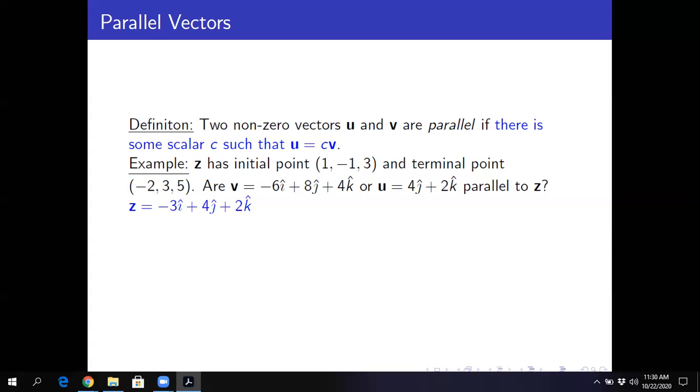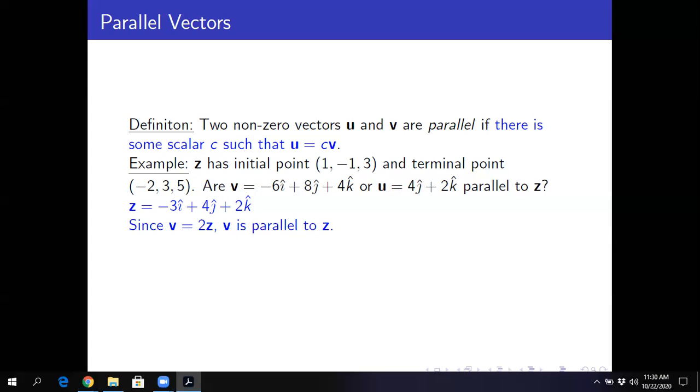Now let me ask you, is z parallel to either v or u? And remember, that would mean that one of them is a scalar multiple of the other, yes? Is v a scalar multiple of z, for instance? Do you see something I can multiply z by to get v? 2. Which means actually v is twice as long as z, right? Okay? Since v is equal to 2z, v is parallel to z.